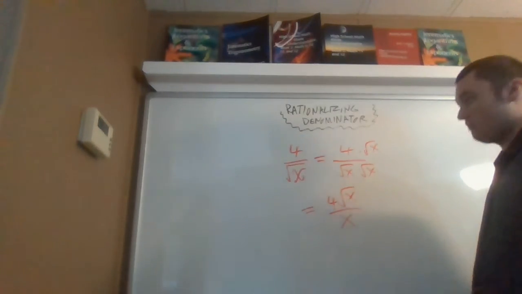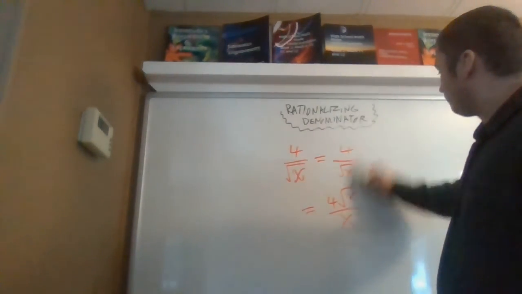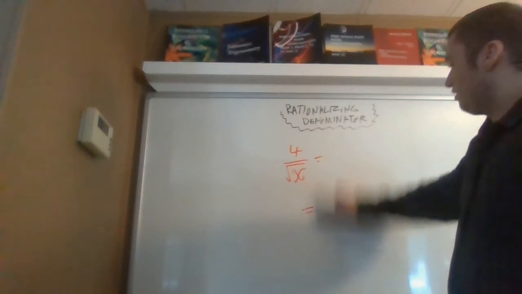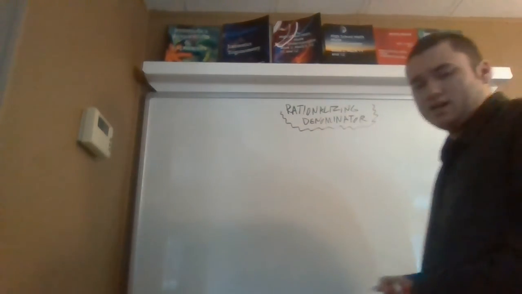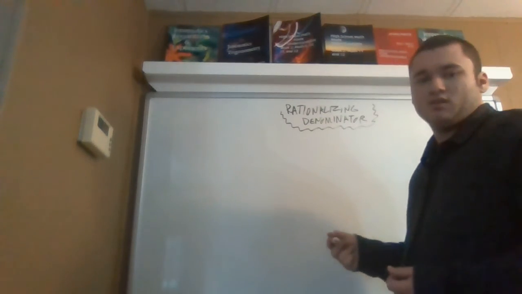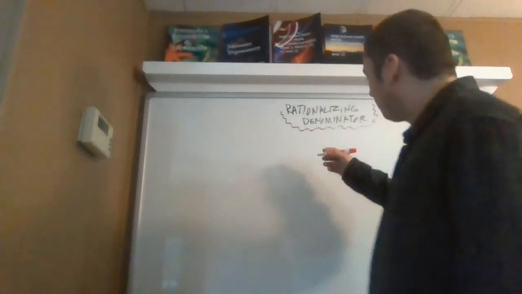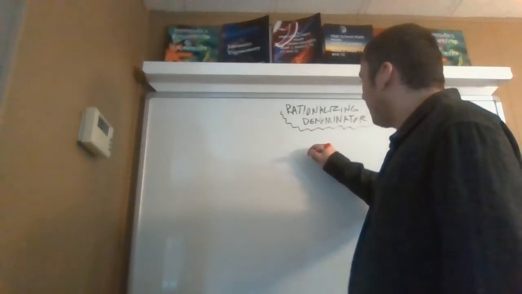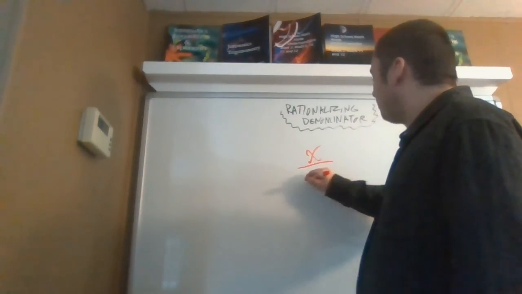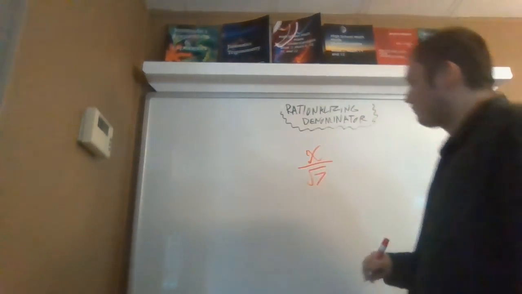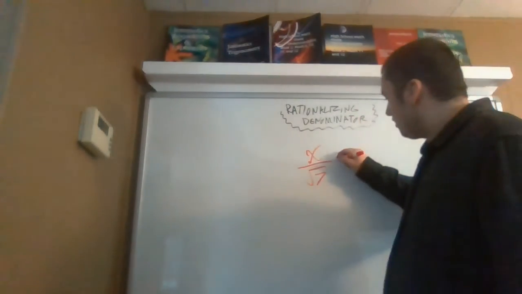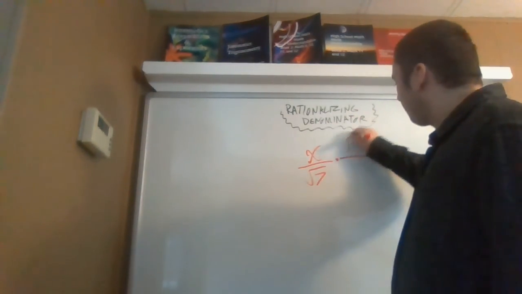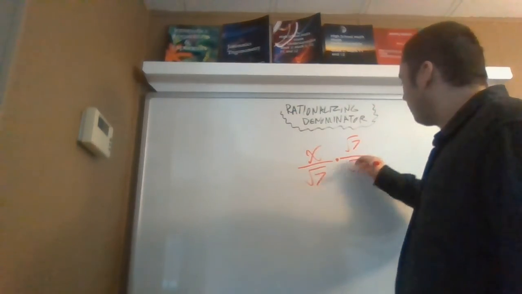I'm going to give you one more example and that'll wrap up this video. Let's go with x divided by the square root of 7. We multiply both the denominator and the numerator by square root of 7, so multiplied by square root 7 all over square root 7.